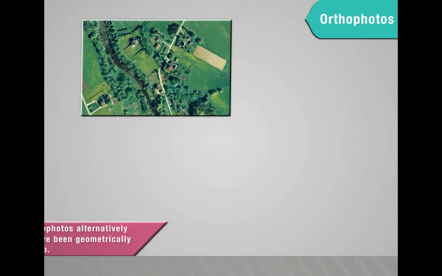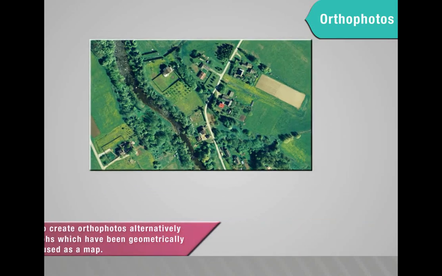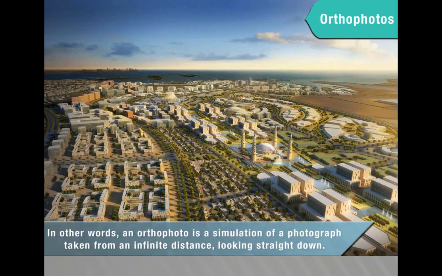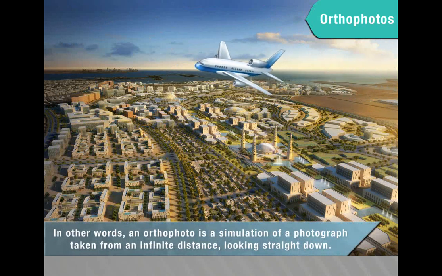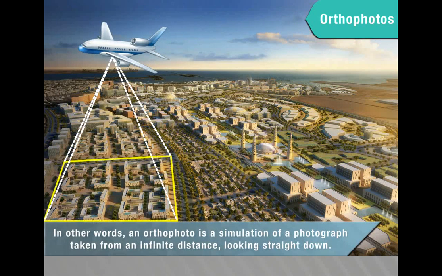Orthophotos. Vertical photographs are often used to create orthophotos, alternatively known as orthophoto maps. Photographs which have been geometrically corrected to be used as a map. In other words, an orthophoto is a simulation of a photograph taken from an infinite distance looking straight down.